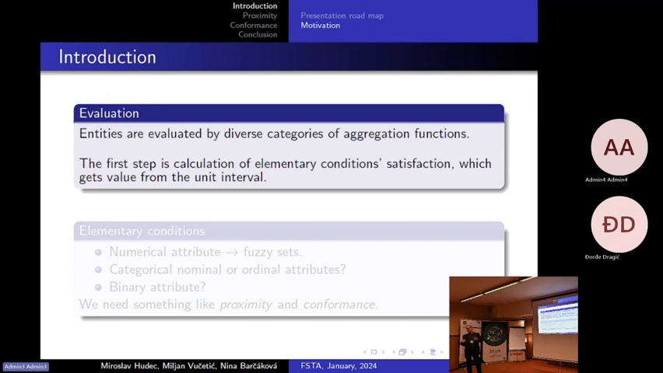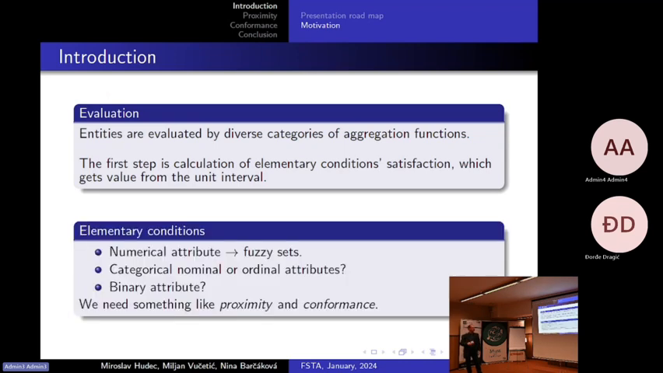We have a lot of elementary conditions, and then we aggregate them by different aggregation functions. But always the first step is how to calculate elementary condition satisfaction, which should usually be in the unit interval. The elementary conditions are relatively simple cases when we have numeric attributes and apply fuzzy sets, in the sense of, let's say, short distance, 750 meters with intensity 0.7 and so on. But we're working with categorical, either nominal or ordinal attributes, or binary attributes. Our situation is a little bit different, so we need impact, proximity, and conformance.